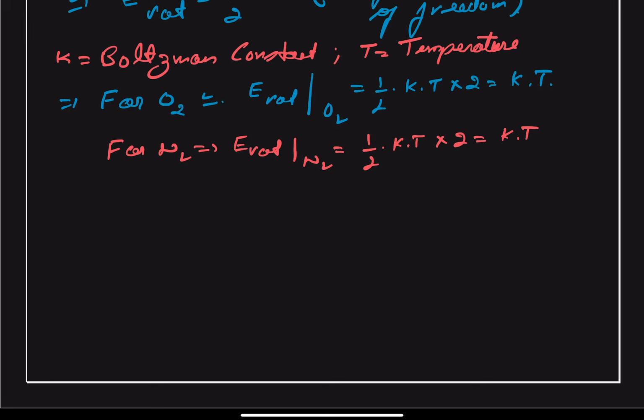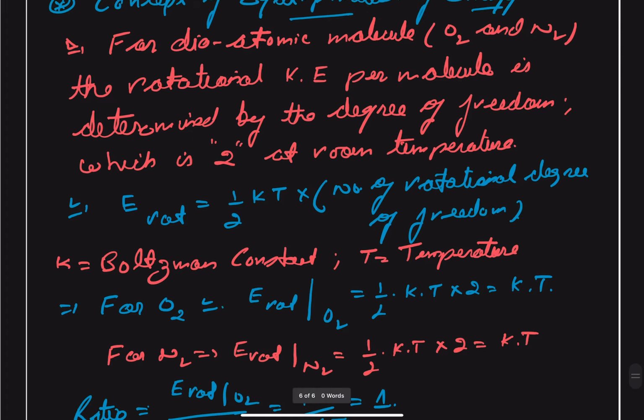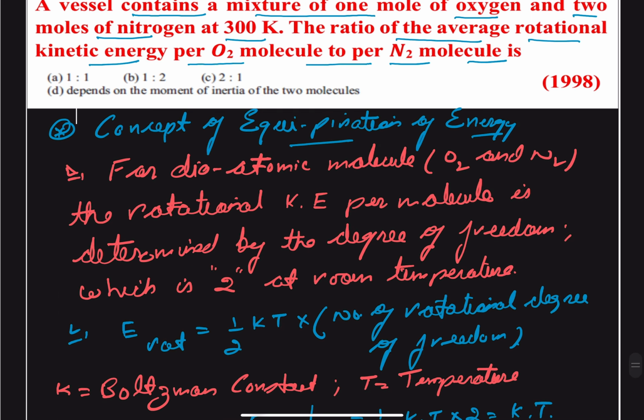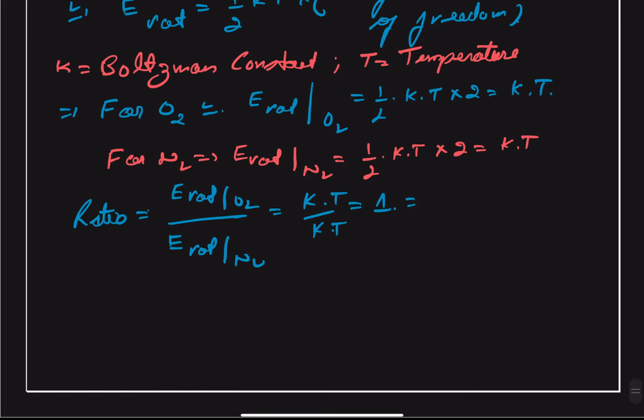Now the ratio will be equal to E rotational of oxygen divided by E rotational for nitrogen, which is kT by kT, and this comes as 1. So the options that are given to us is 1:1. That is option A is correct, or we can say it is 1:1.